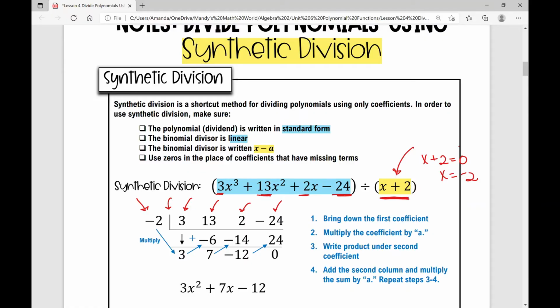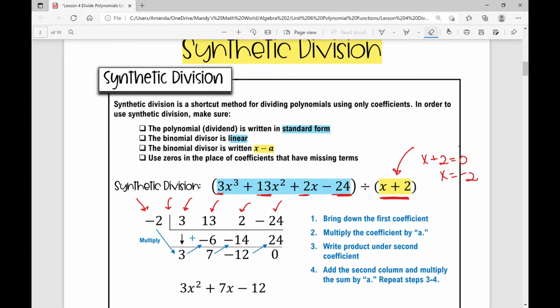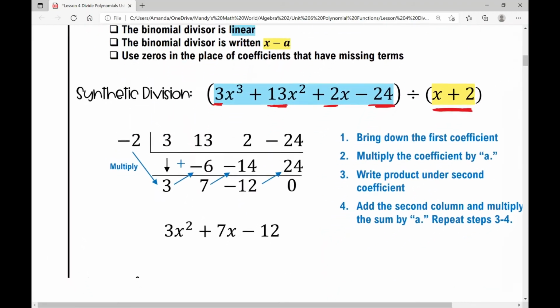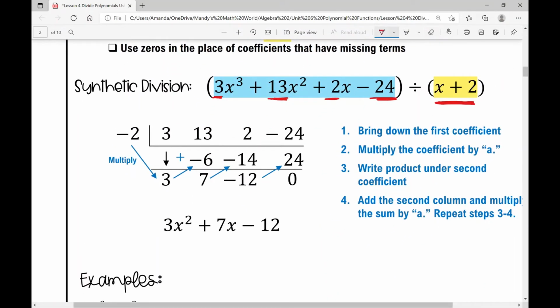So how do you think about it? Take the opposite of the x plus 2, and you put a negative 2. So how does this synthetic division work? I'm going to show you this example, and then we'll work through several other examples together. The first thing I'm going to do is bring down this 3, and then I take 3 and multiply it by negative 2. I get negative 6, and I write it right here.